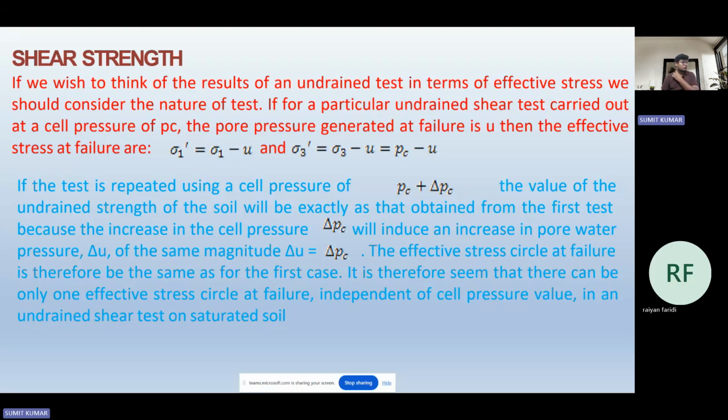So Skempton's pore water pressure parameter B equal to delta U by delta sigma 3 comes into action at that point of time. Okay, we will discuss it once Skempton's pore water pressure parameters A, B and A bar come into the picture. Now the effective stress circle at failure is therefore the same as for the first case. It therefore seems that there can only be one effective stress circle at failure, independent of the cell pressure value, in an undrained shear test of the saturated soil.